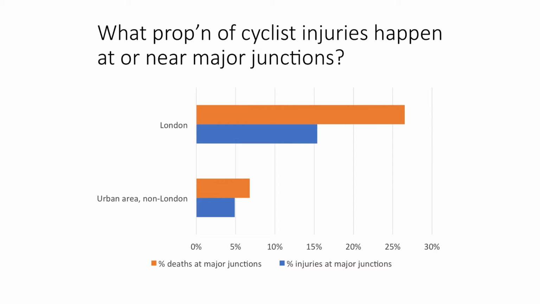So comparing urban areas outside of London, cyclist injuries 5% at major junctions, 7% of deaths are at major junctions. But in London, we've got 15% of cyclist injuries at these junctions and 27% of deaths. So that is really interesting, and is really quite a difference with other urban areas, and it's to do with HGVs, for instance, I would expect.